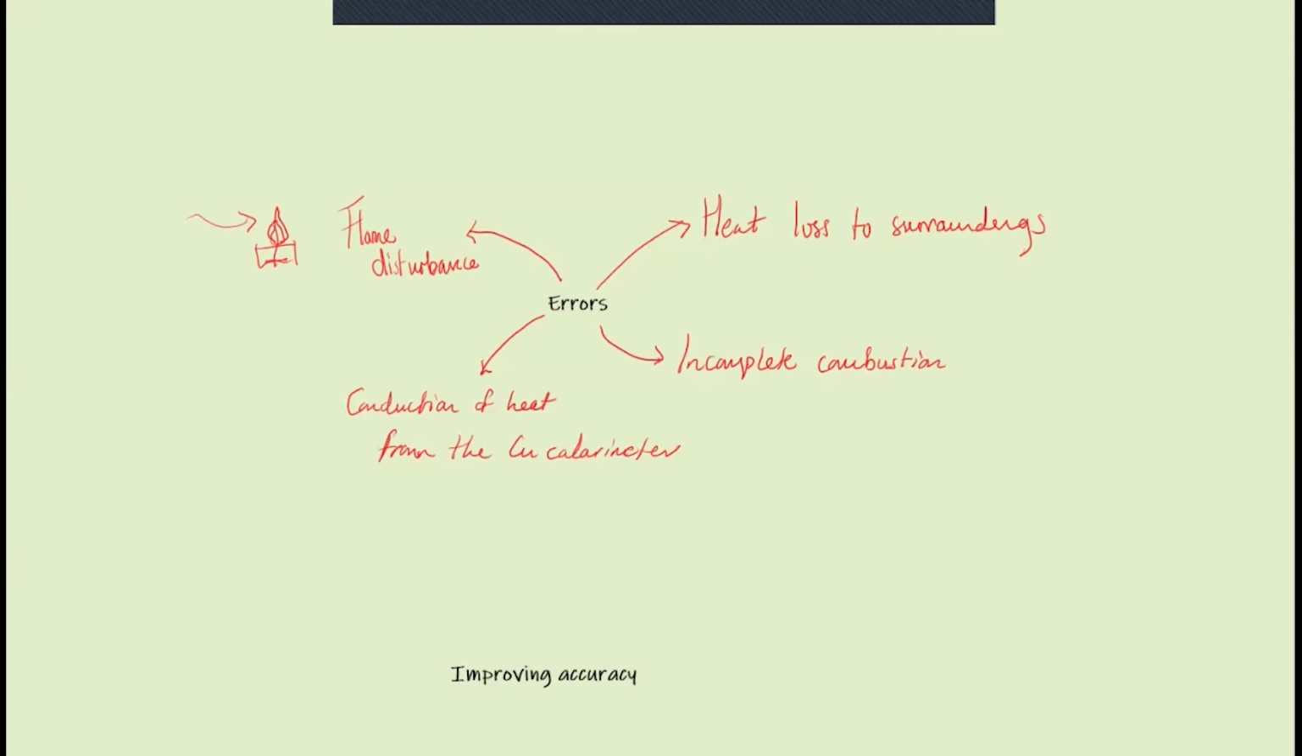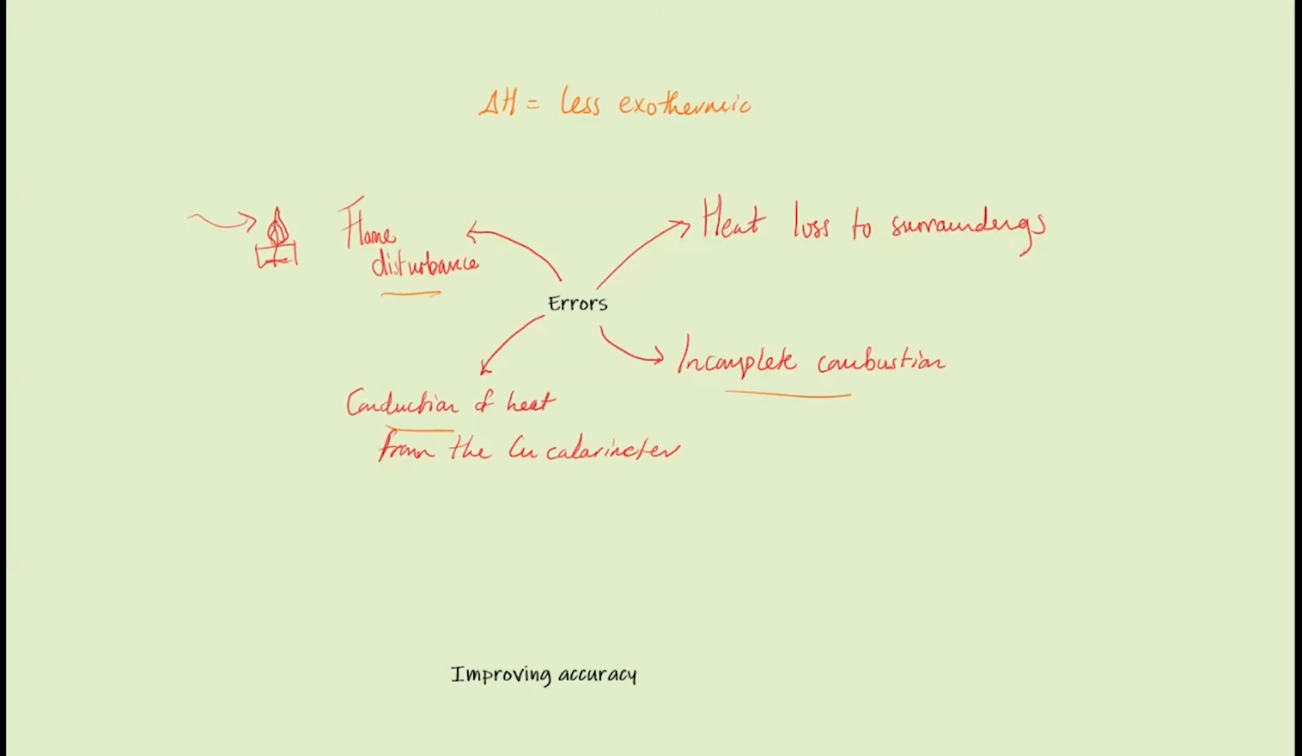Now, all these errors that we've mentioned here make the energy change, the enthalpy change, become less exothermic as a result. If we're looking at combustion enthalpies, and this is essentially, or 1, 2, and 3 are all related to combustion enthalpies using the copper cup calorimeter. Heat loss to surroundings applies to all our calorimeters. So it becomes less exothermic, meaning the value is less negative.